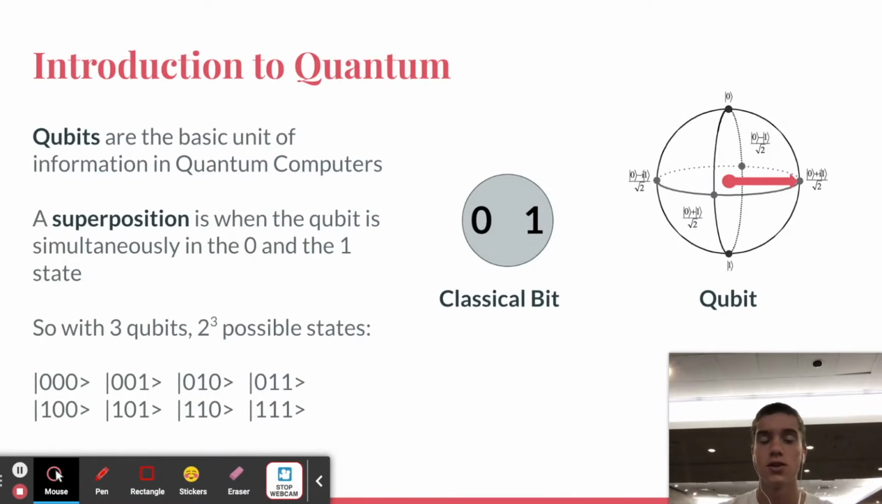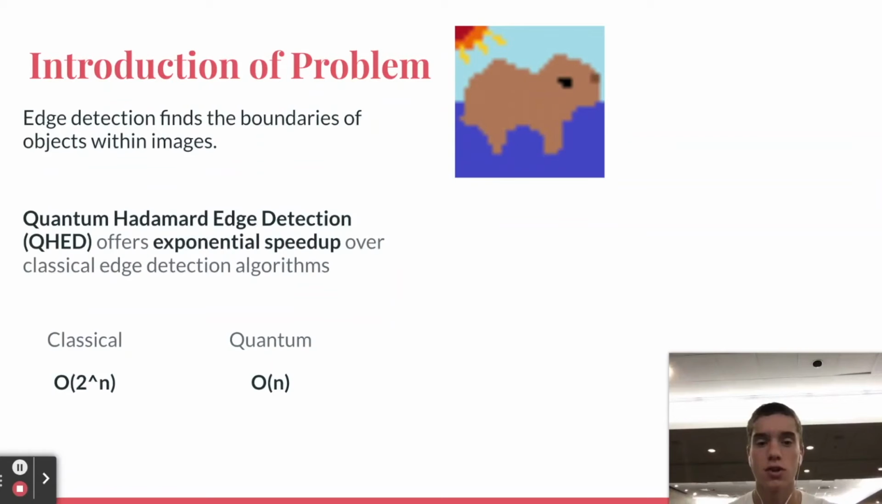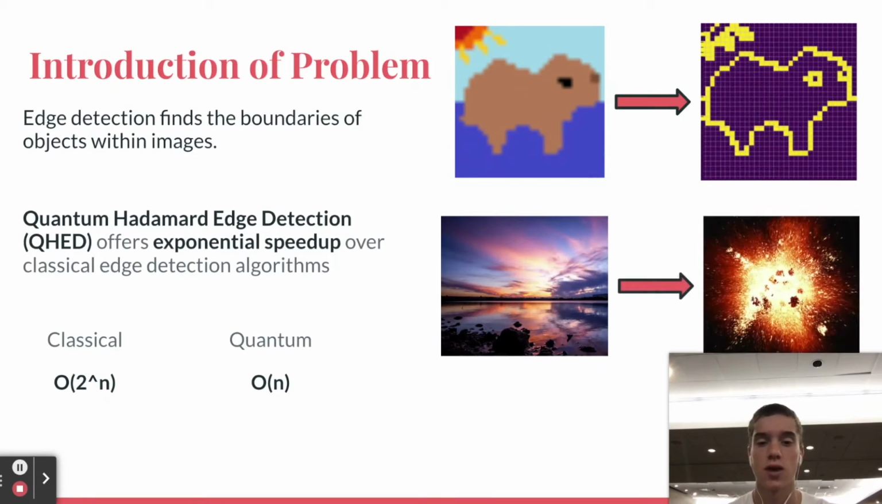Let's revisit what the QHED algorithm is. Edge detection is an essential feature in image processing, allowing us to find the borders of objects within a given image. While classical edge detection works fine for smaller images, the larger pixel values of bigger images cause it to slow down. This is where quantum edge detection comes in. The time complexity of the classical edge detection algorithm is O(2^n), while for the quantum edge detection algorithm, it is O(n). This is an exponential speedup, but how does it actually do this?